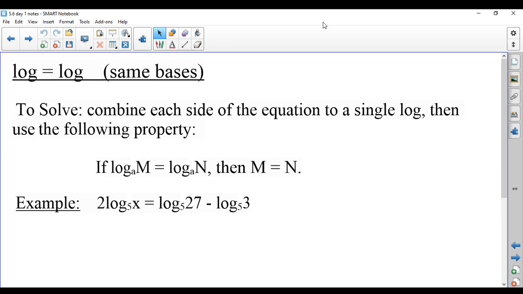There's going to be two types of problems today. We have equations where a log is equal to a log. So both sides of the equations are logarithms, and they have all the same bases. To solve these, you combine each side of the equation to a single log, and then you use the property that says if the log base a of m equals the log base a of n, then m is equal to n. This is like the exponential property we had where it said if a to the m power equals a to the n power, then m equals n. If the logarithms are equal to each other, then the arguments are equal. Again, all with the same base.